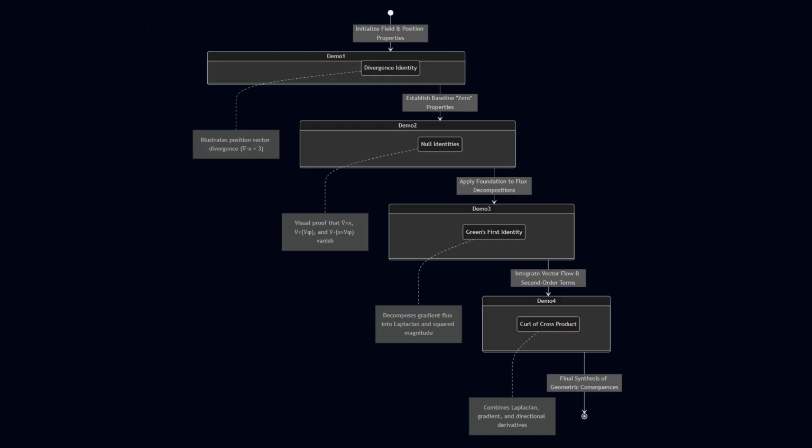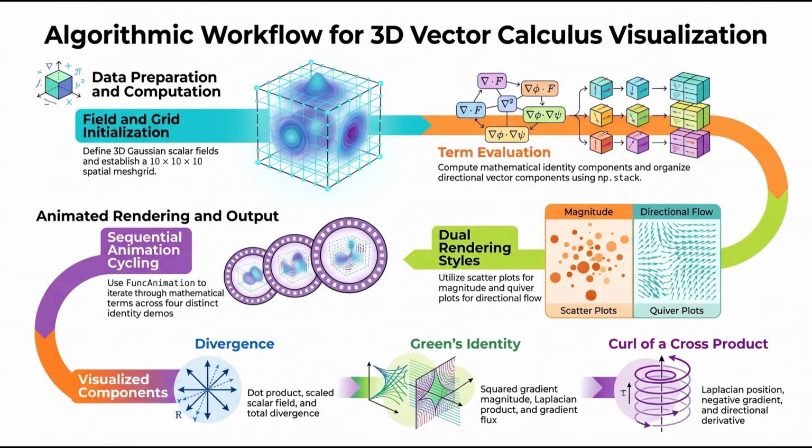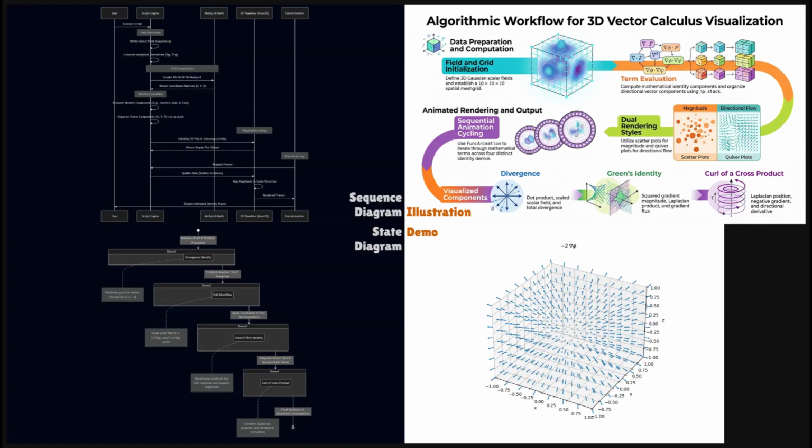Building on this, the next stage establishes the null identities. These are essential building blocks that visually prove which types of field movements, such as specific rotations or cross-product flows, effectively vanish or cancel out across the entire volume.